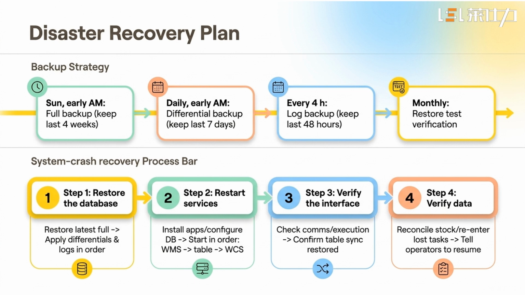On the right, the recovery steps. Step 1, restore the database in order: full, then differential, then logs. Step 2, start services in order: WMS first, then the middle table, then WCS. Step 3, verify the interface. Confirm comms and task execution. Step 4, verify the data with a full reconciliation. Post this procedure in the server room or in the ops manual so that when something goes wrong, you follow the steps calmly.